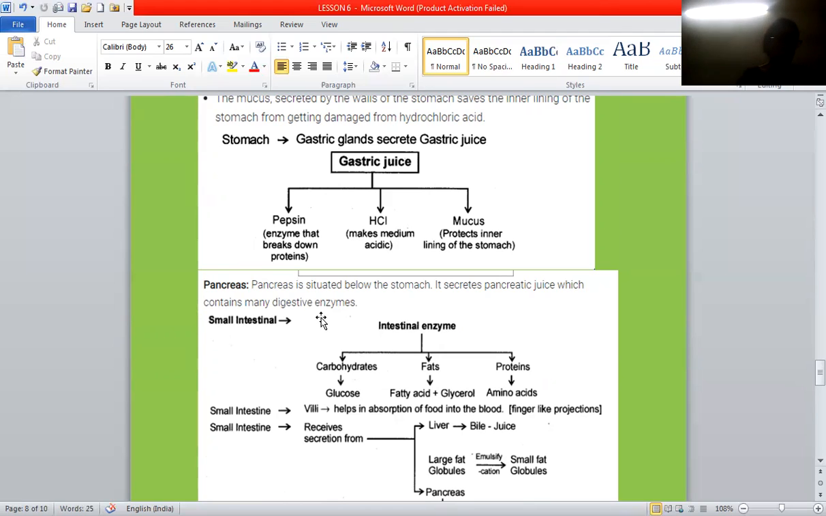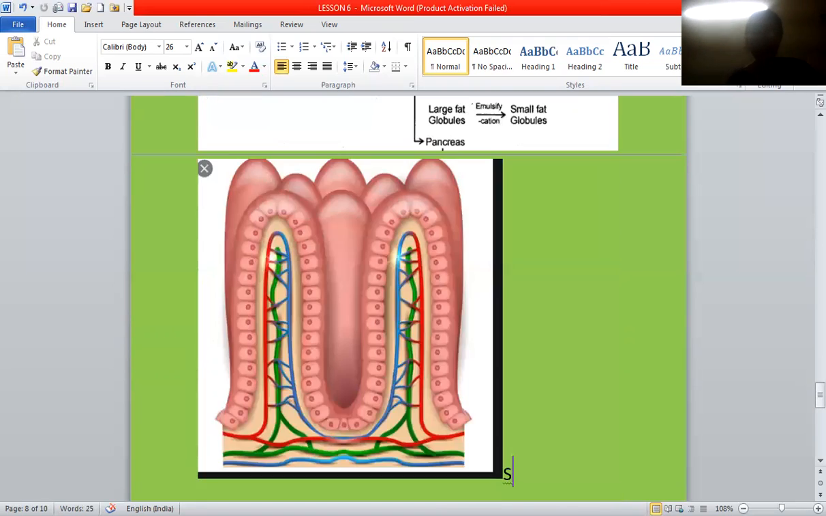Then you should know two functions of bile. The first is emulsification of fat and the second is to make the medium alkaline for the necessary enzymes to function. Bile pigments formed by the breakdown of hemoglobin are waste and provide color to the feces. Now, the small intestine receives secretion from the liver, bile juice. Its function is emulsification of large fat globules into small fat globules and making the medium alkaline.